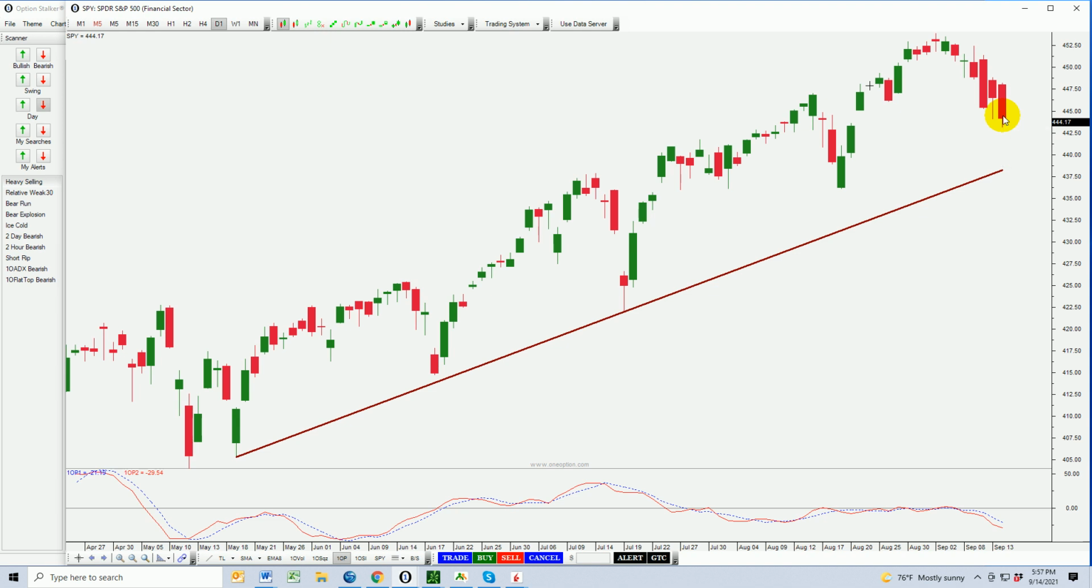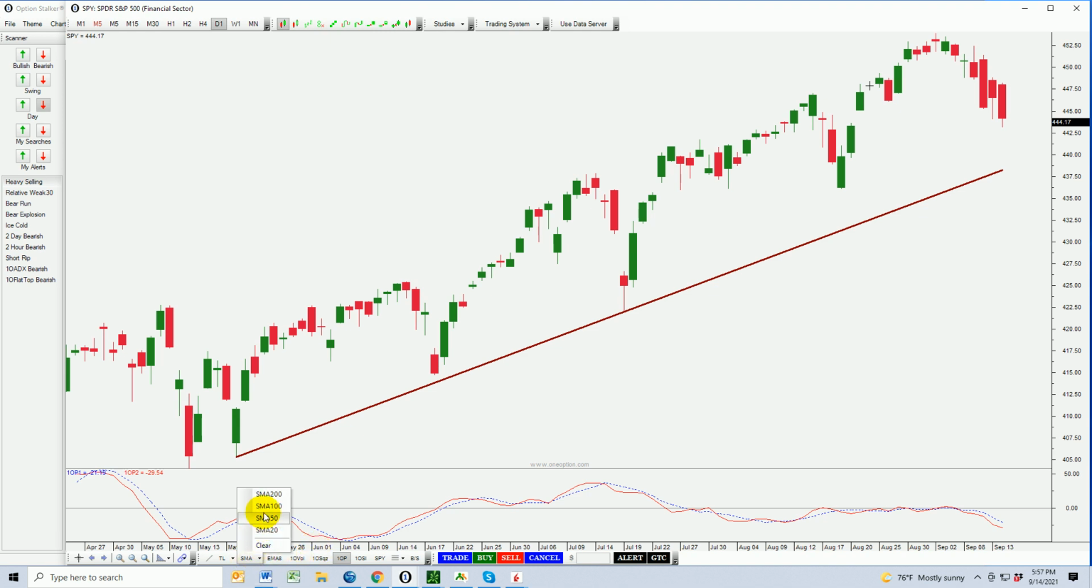When you see late day selling, that is not good. That is a bearish sign. And we could see some follow-through selling in here, at least to the 50-day moving average. This upward sloping trend line is something that we need to watch carefully. If that's violated, we probably go down to the 100-day moving average.